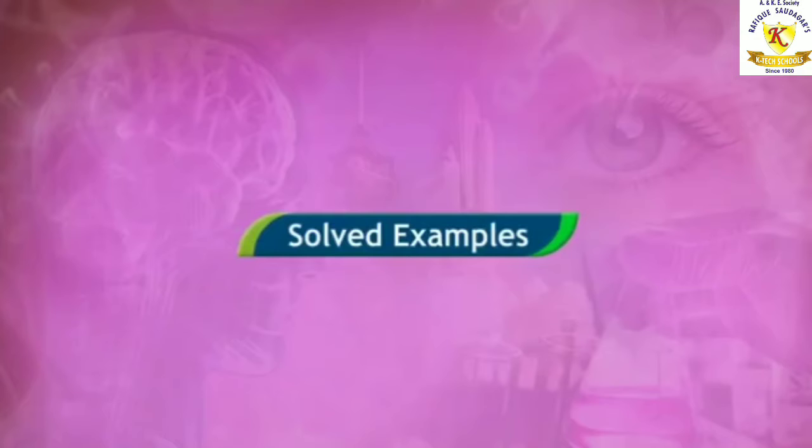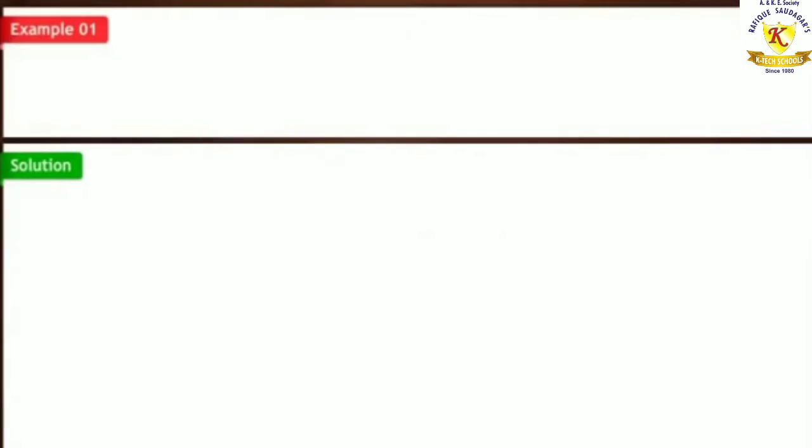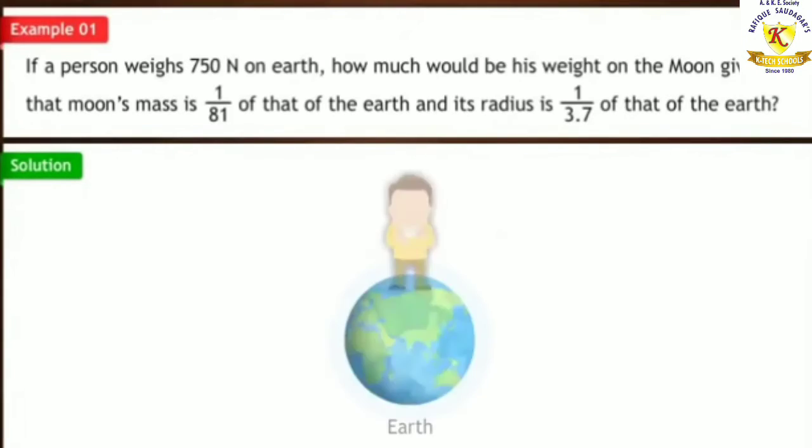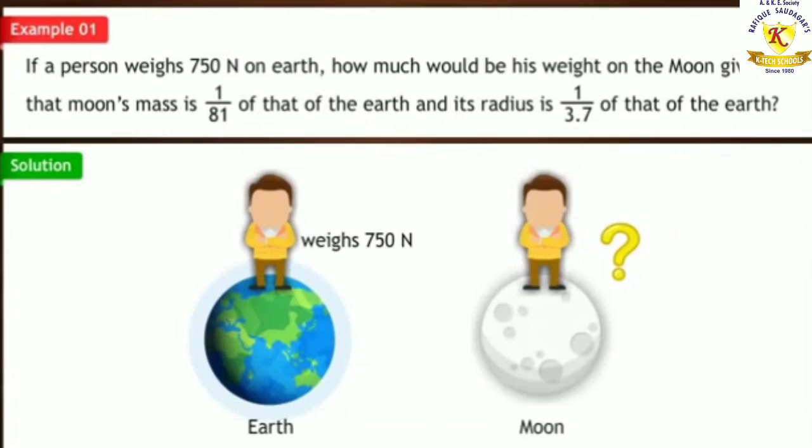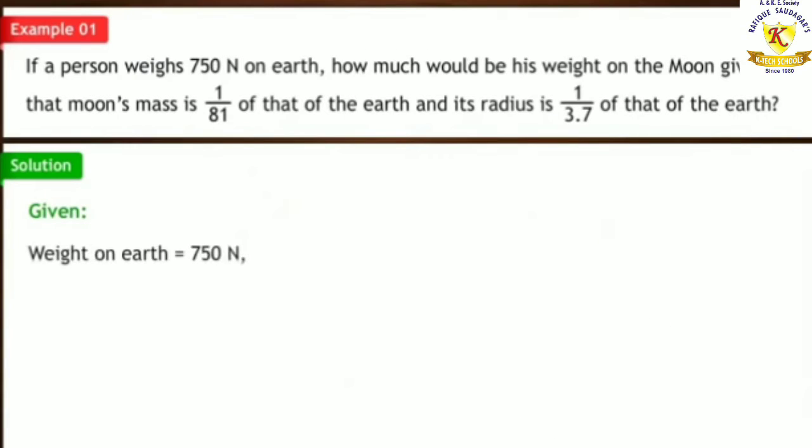Now let's study some solved examples. Example number 1. If a person weighs 750 N on earth, how much would be his weight on the moon, given that the moon's mass is 1 upon 81 of that of the earth and its radius is 1 upon 3.7 of that of the earth? Let's look at the solution.